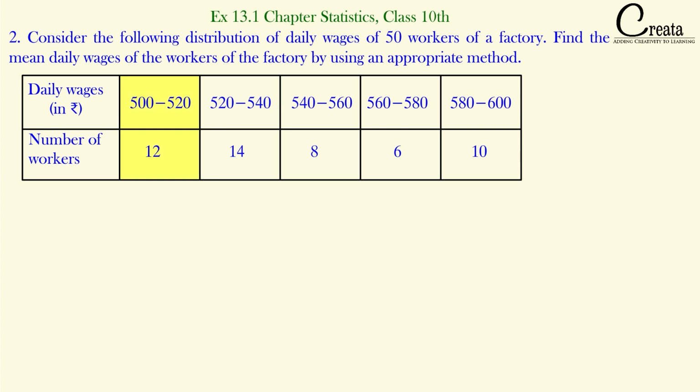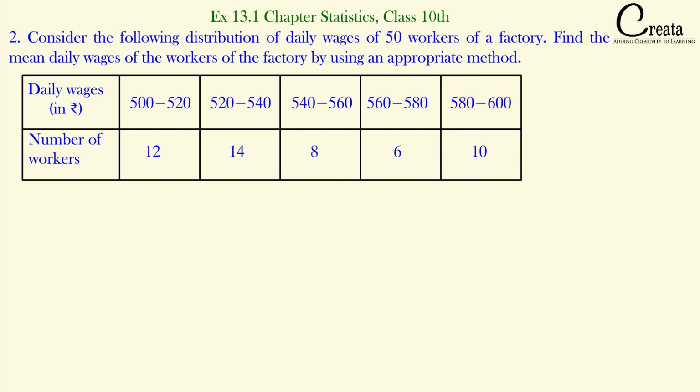If we observe this column, 12 workers are getting the wages in the range of 500 to 520 rupees per day. 14 workers are getting the wages in the range of 520 to 540 rupees. Similarly, the rest of the table is given. 10 workers are getting the high salary, 580 to 600 rupees. Maybe they have a higher qualification or they are more experienced as compared to other workers.